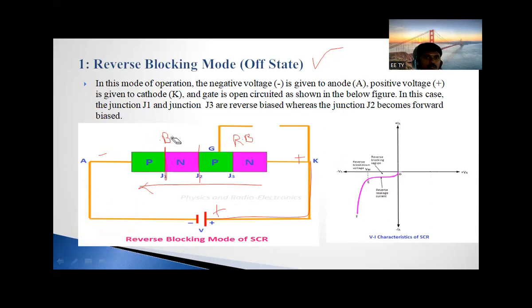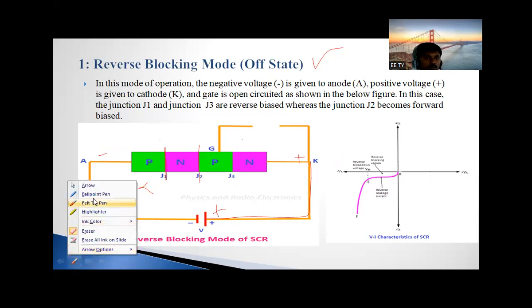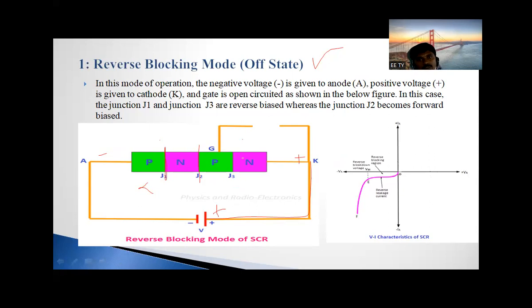Okay, so in reverse blocking mode, no current is flowing from cathode to anode, but a small amount of current is flowing. That current is called a leakage current. Now, is it okay? A small amount of current is flowing. That current is called the reverse leakage current. This reverse leakage current can be represented by this magnitude.